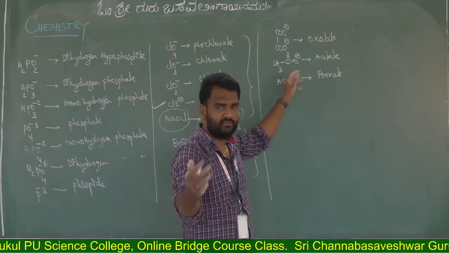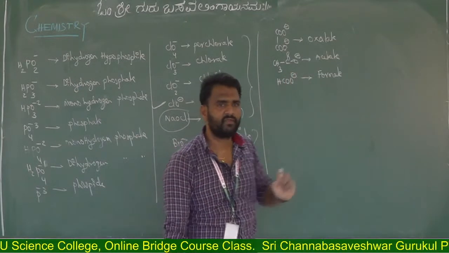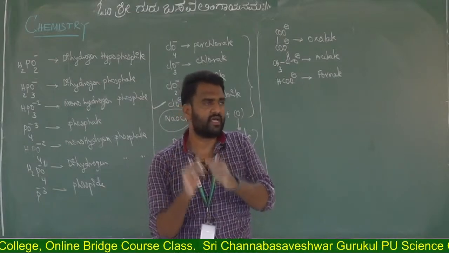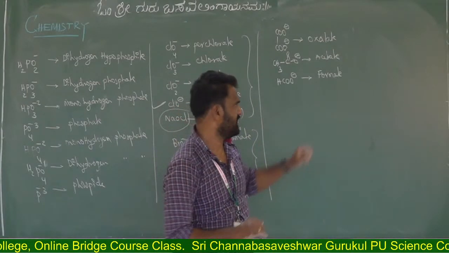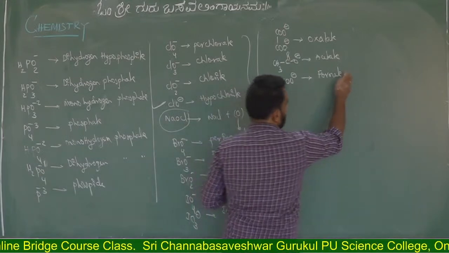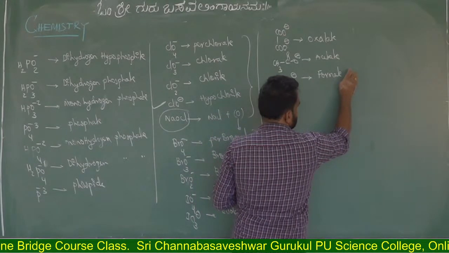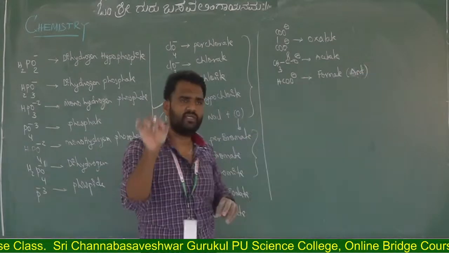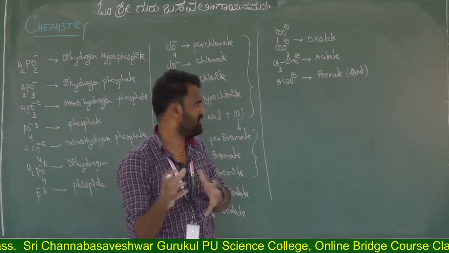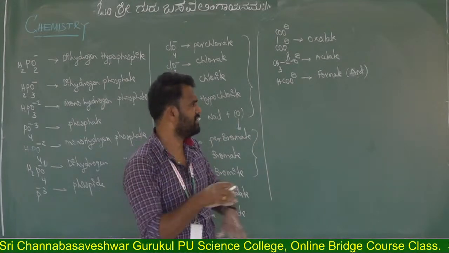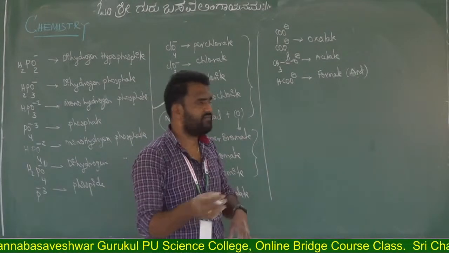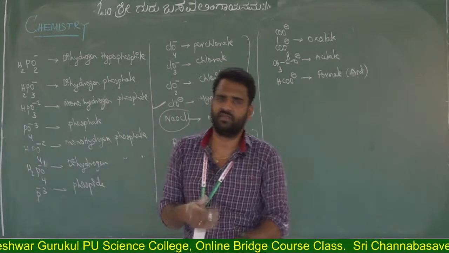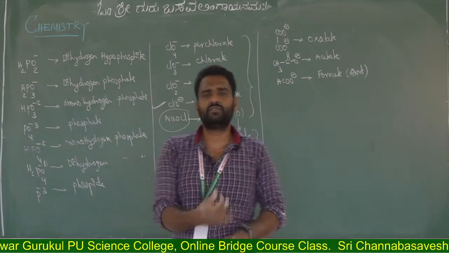So what is formic acid? Formic acid is an organic acid. This acid is present in ants, especially red ants. When an ant bites our skin, after a few seconds you will definitely get some itching and burning sensation. This is due to formic acid.